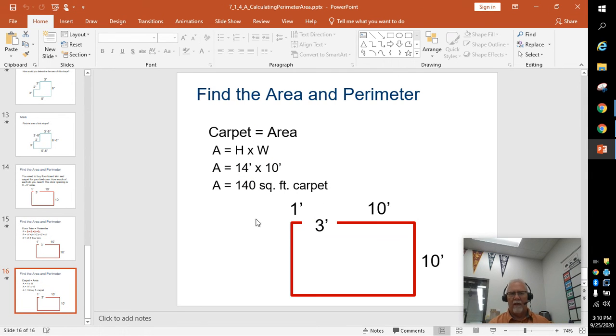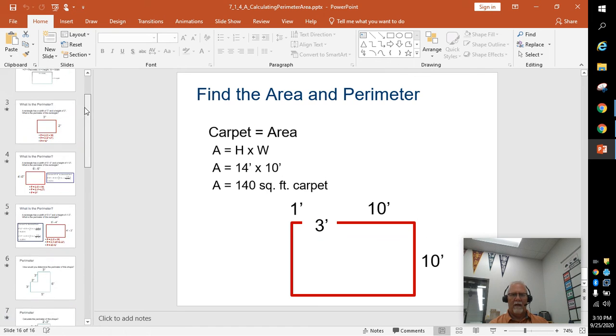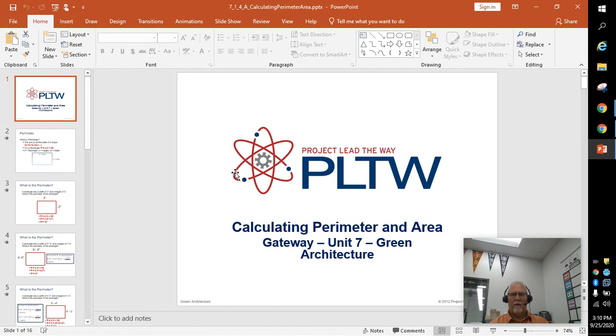So that is our PowerPoint on area and perimeter. We'll apply that to our activity as we start doing some work with calculating area and calculating perimeter of rooms, and we'll use this on successive activities as we go forward.